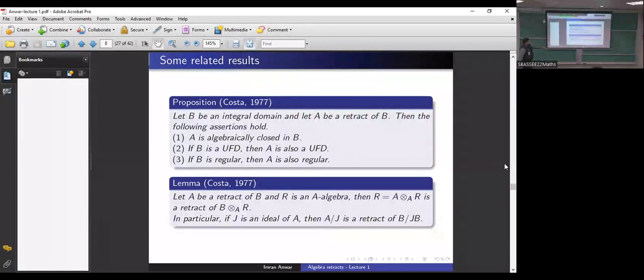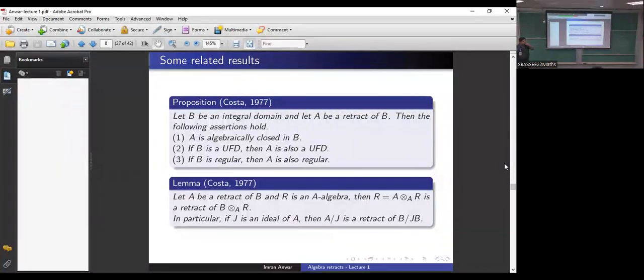And moreover, there's a particular case of it. If J is an ideal of A, then A quotient J is an algebra retract of B quotient JB, provided A is an algebra retract of B. Okay. So one algebra retract is giving you the other.